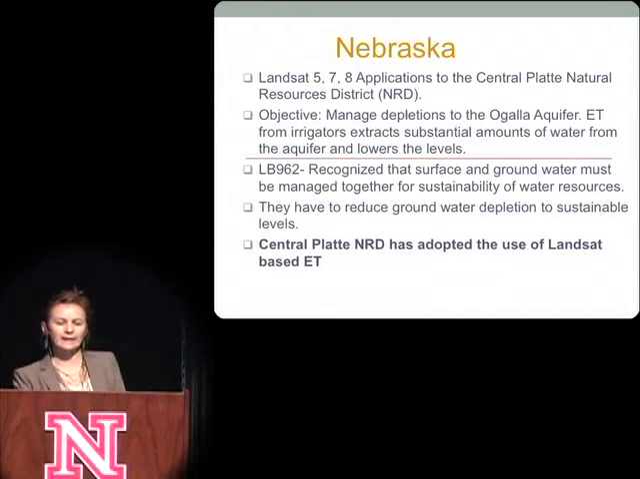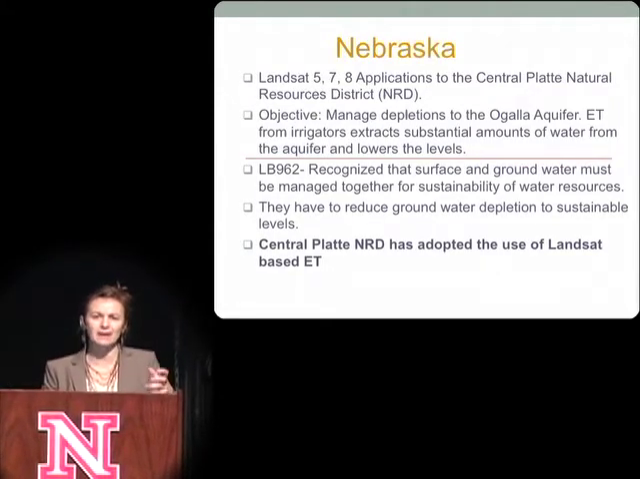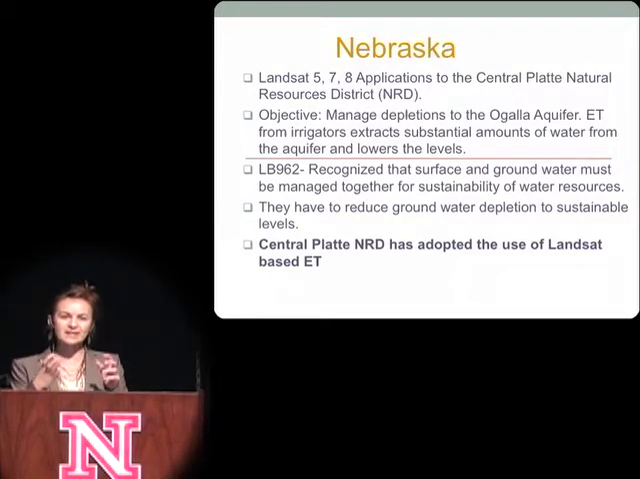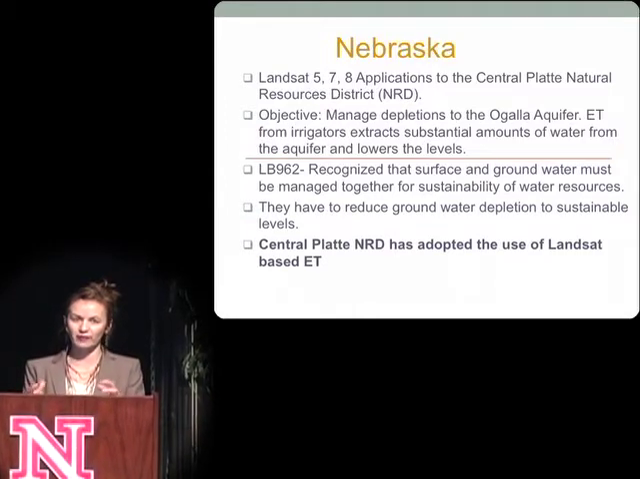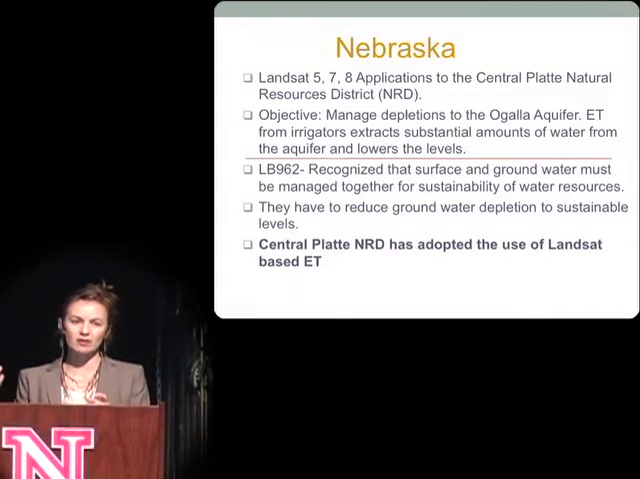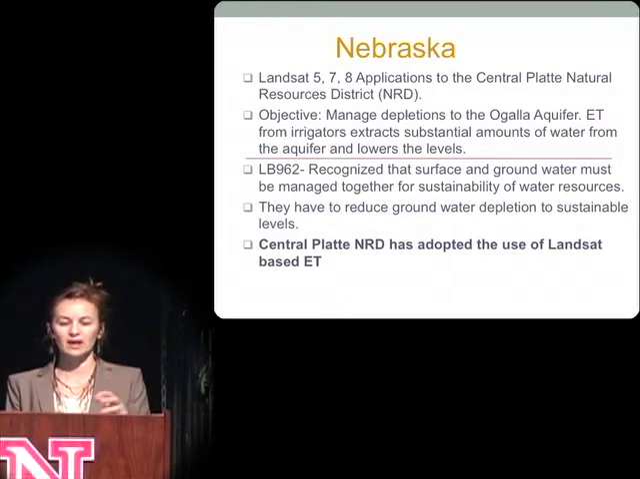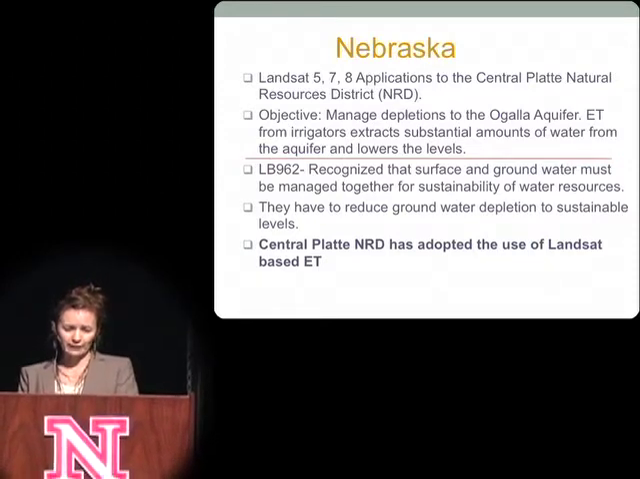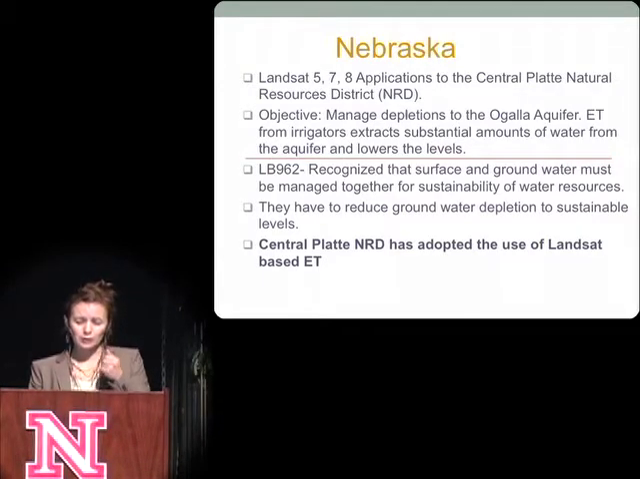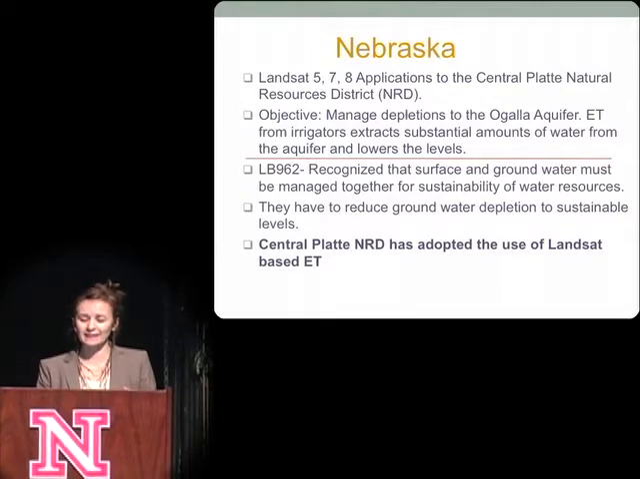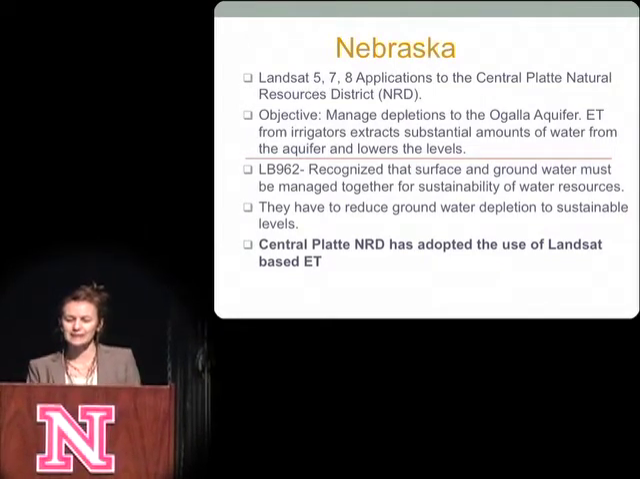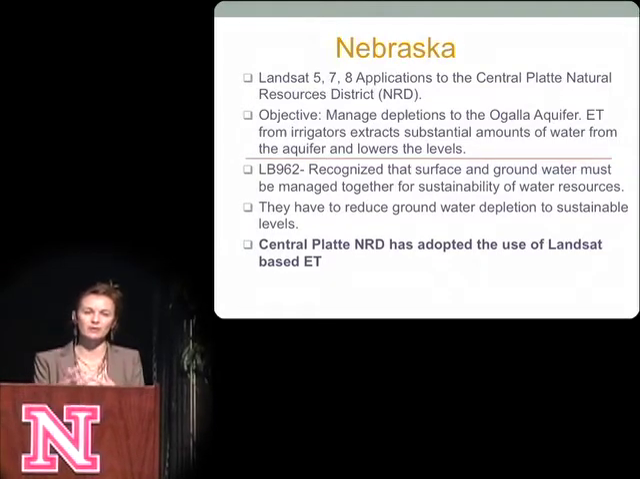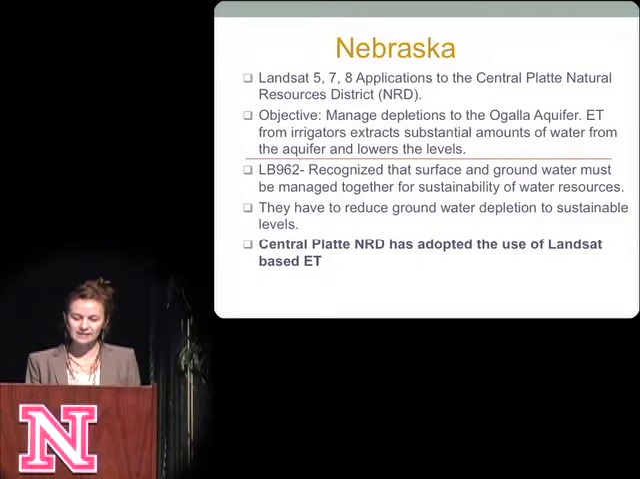In Nebraska, the ET maps have been used to manage the depletion of the Ogallala aquifer. That's the whole idea. It's really not serious here, but when you go down to Texas, the aquifer water level is getting low. So our natural resources district, the Central Platte, has adopted the use of Landsat to manage the groundwater depletion and to help with some of the modeling efforts in the district.